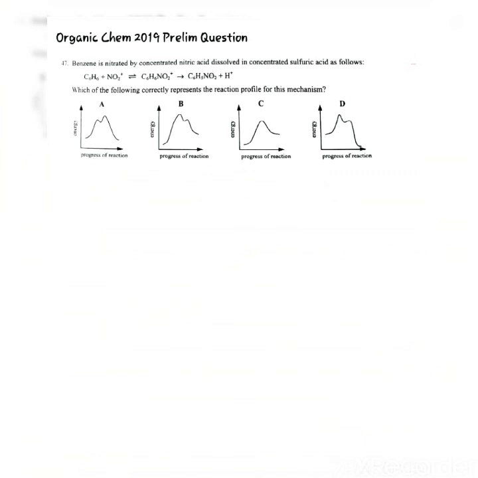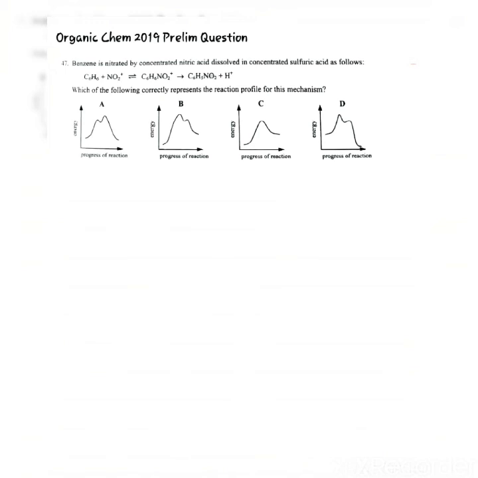Today we'll be going through an organic chem prelim question from the 2019 paper. So this is on electrophilic substitution of amines. Okay, so benzene is nitrated by concentrated nitric acid dissolved in concentrated sulfuric acid as follows. You can see that the benzene is reacted with an electrophile, namely the nitronium ion, and then you have an intermediate given, and finally the final product. So the question is asking which of the following correctly represents the reaction profile for this mechanism.